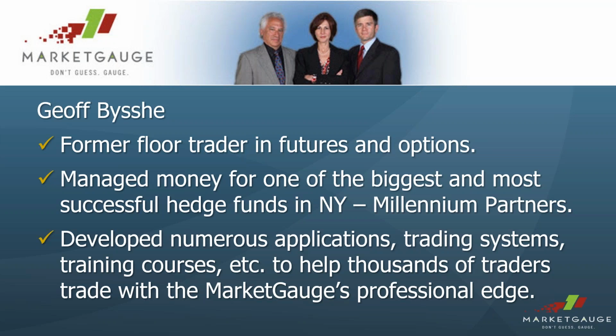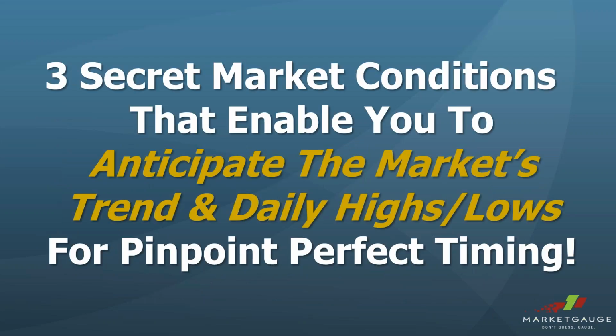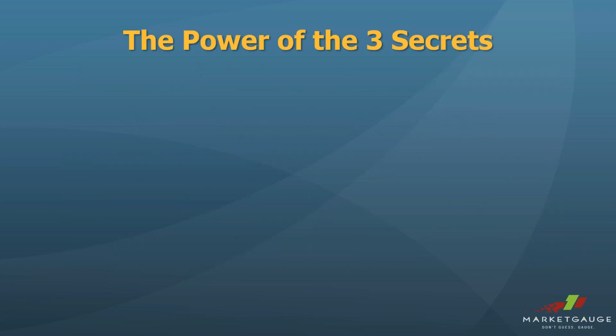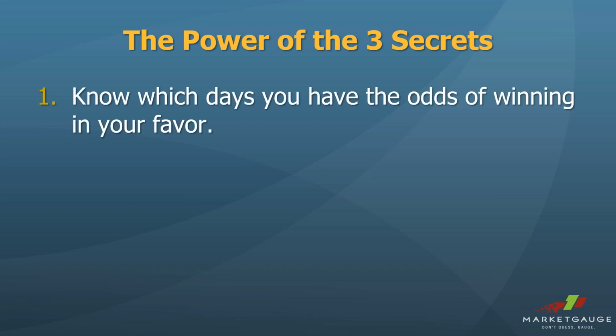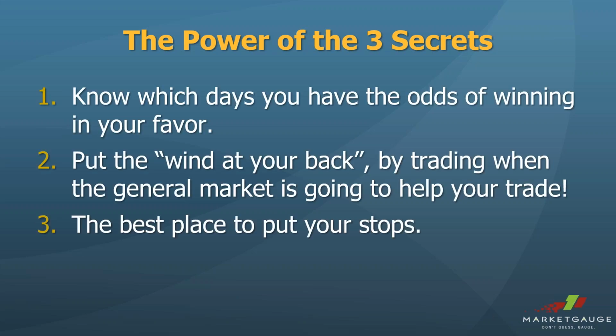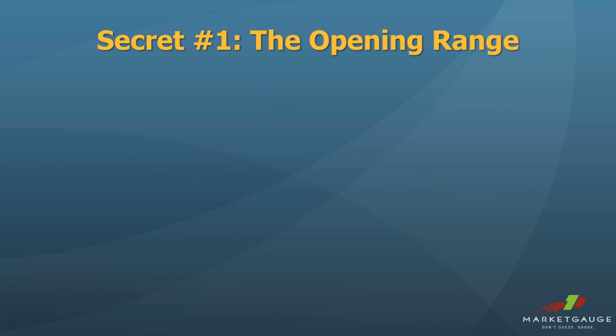Now, what I'm going to show you again is something that we have built into some of our automated trading systems. In the larger presentation here, I would be showing you 3 secret market conditions that enable you to anticipate the market's trend and daily highs and lows for pinpoint perfect timing. But as I said, I'm going to give you the accelerated version. But before I can even give you the accelerated version, I have to give you the meat. So we're going to jump over the 3 secrets, and we're going to get right into the first one, which is the opening range.